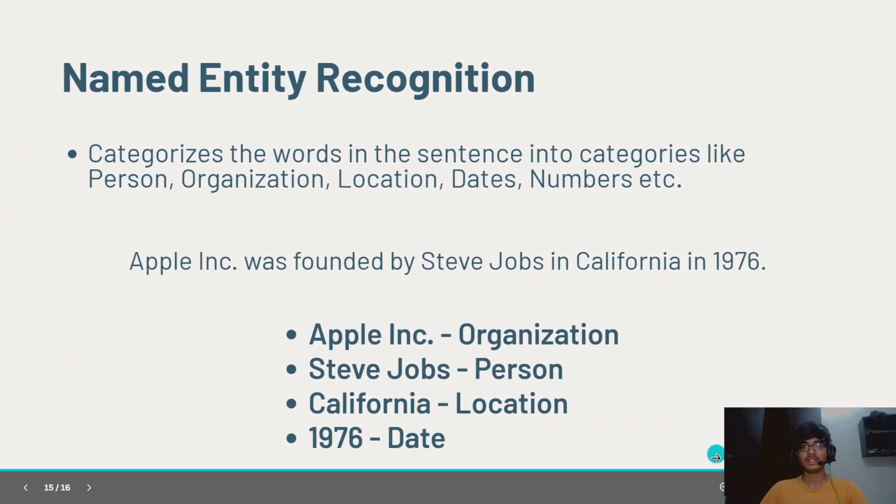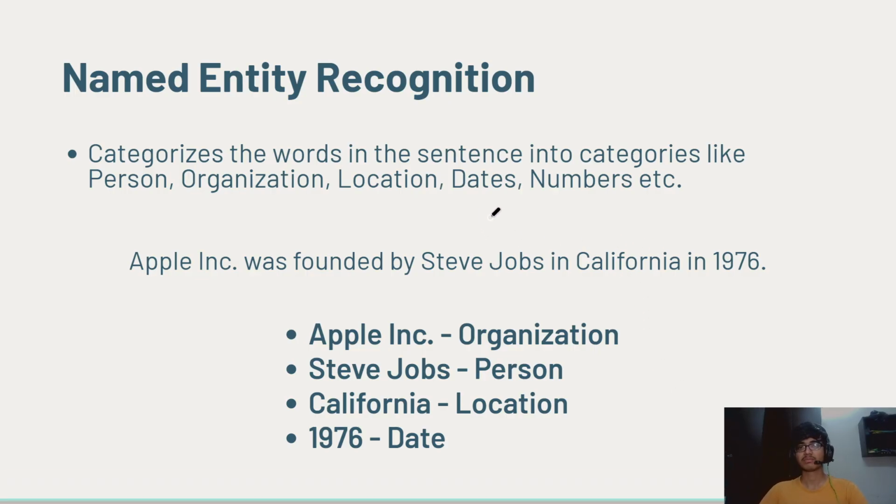The next topic would be named entity recognition. This is also a really important topic for natural language processing, made possible through finite automatas. It categorizes words in the sentence into categories like person, organization, location, dates, numbers. This goes hand in hand with keyword recognition. I have an example here: Apple Incorporated was founded by Steve Jobs in California in 1976. The search engine has to go through this, find the keywords, and assign them their named entity recognition.